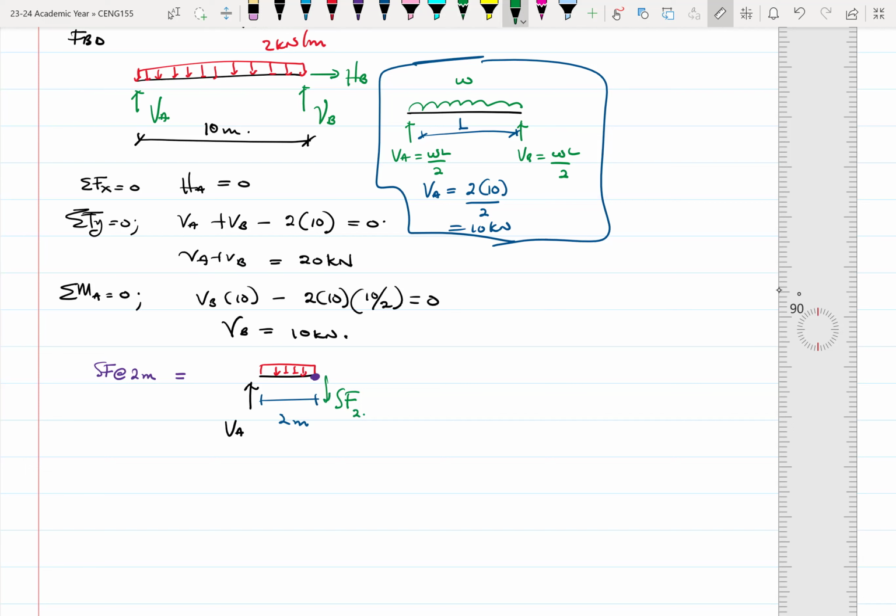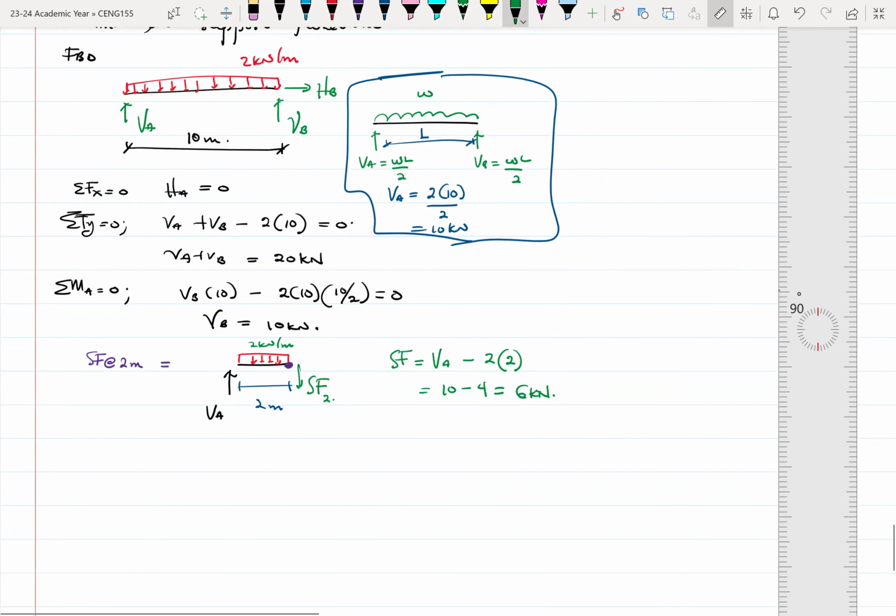So the shear force at 2 meters will be equal to what? VA minus the UDL, which is 2 kilonewtons per meter, so it becomes 2 times 2 meters. And our VA is 10, so this becomes 10 minus 4. This will give us 6 kilonewtons. Stop me at any point you want to ask your questions, please.